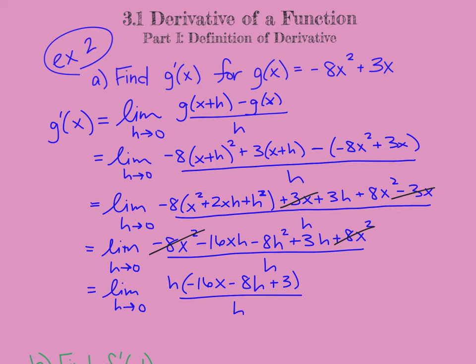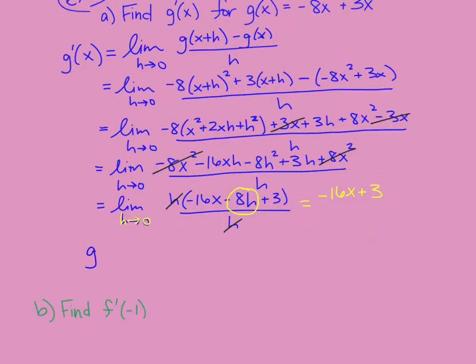The h's will now end up canceling, and then we can successfully do direct substitution and plug in 0 for h. That will turn this middle term to a 0 when we plug in, I'll do that in yellow here, when we direct substitute in 0 for h, so it turns this term into a 0. So we're left with negative 16x plus 3. The conclusion that we come to is that the derivative of g, or g prime of x, is the equation negative 16x plus 3. So let's find f prime of negative 1, part B here.